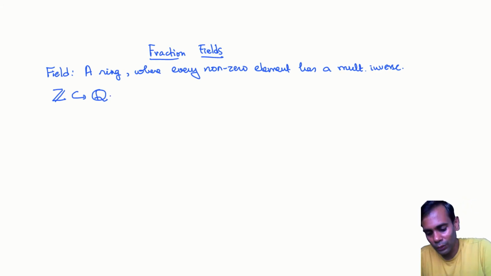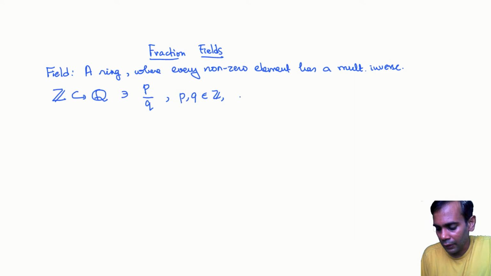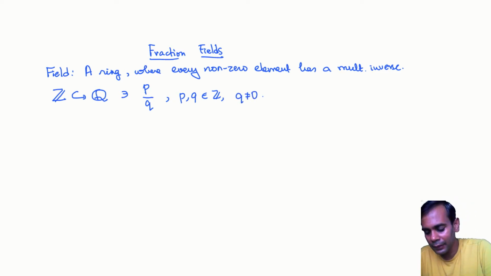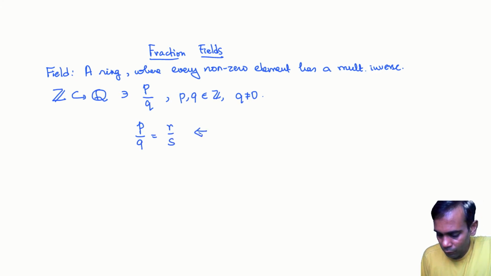And in school we are told that a rational number has elements of the form p over q, where p, q are integers and q is not equal to 0. But you cannot think of rational numbers as just pairs of integers. You can have the same fraction given by two different pairs of integers. So you have this relation that p/q is equal to r/s if and only if ps is equal to qr.